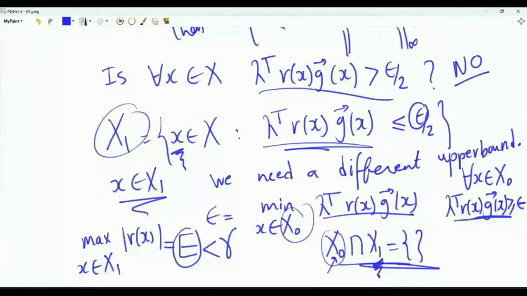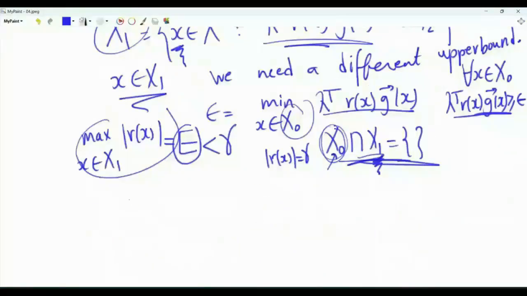And the idea is here. If E is equal to gamma, then there is a point small x in big X1 that is also in big X0, which contains the points with a magnitude of the residual equal to gamma. But the intersection is empty. This maximum is strictly less than gamma.